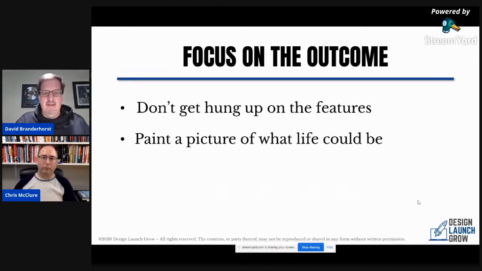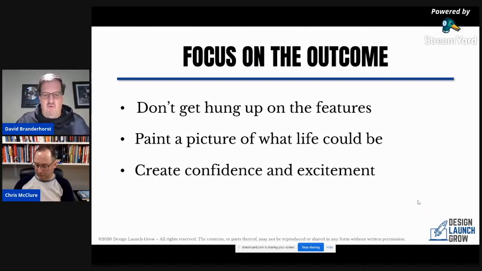Focus on that. Paint that picture of what life could be and will be once they buy your product and execute the things that they need to do using your product, of what life could and will be like for them. It'll relieve their pain. It'll fulfill their desire to be able to have what they want. Create that confidence and excitement.